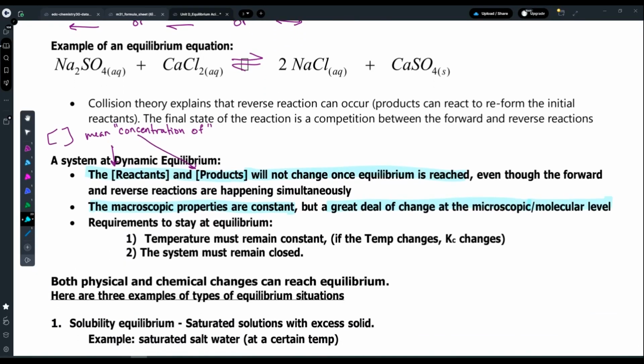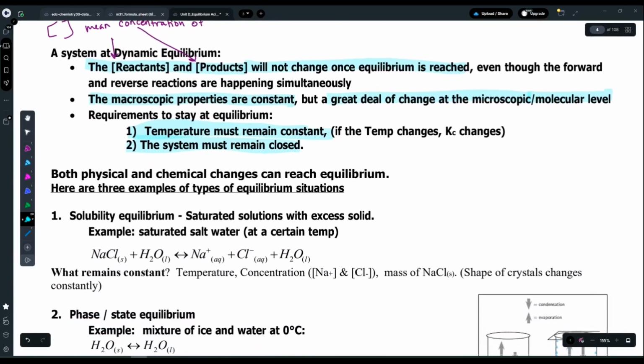Now, there are some requirements for a system to remain at equilibrium. The temperature must be held constant. So if the temperature changes, that means your equilibrium constant will change. What that means is either the forward or reverse reaction will be favored if your equilibrium constant changes. It's effectively just a measure of which reaction is being favored. And the other requirement is that the system must remain closed for it to stay at dynamic equilibrium.